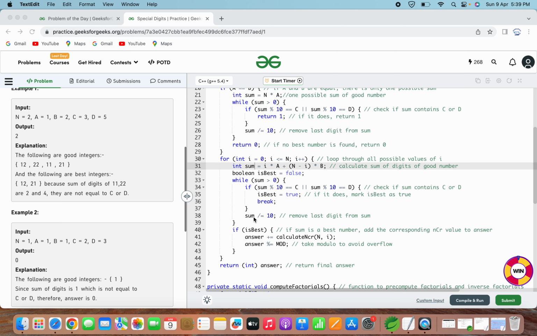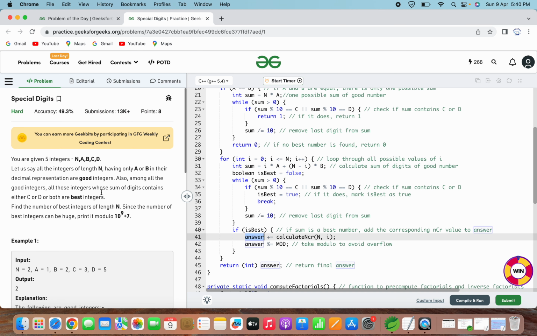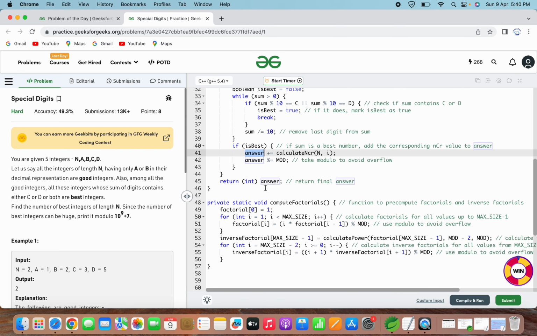So that's why we divide sum by 10. Okay, so after this, when we check if we found is best as true, then we simply calculate NCR with n and i. That's it. We simply calculate NCR. Whatever answer we get, we do modulus by mod, because that has been asked in the problem: since the number of best integers can be large, print it modulo 10 to the power 9 plus 7. So that itself is the answer.